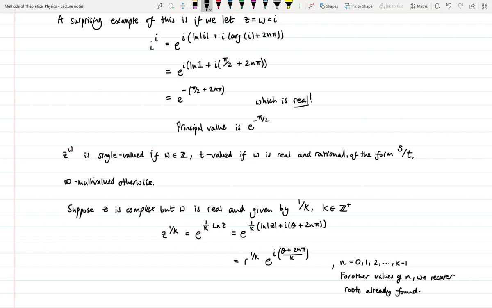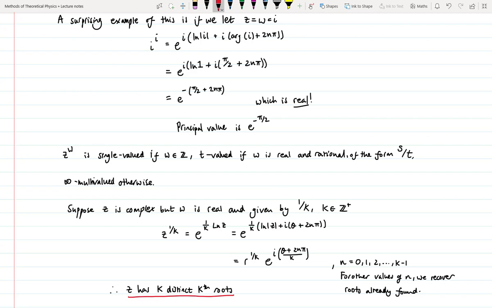In other words, the take-home message of this last point is z has k distinct kth roots. And that's very important to bear in mind when dealing with complex numbers. And we're going to explore this point more in the next video for the case of k equals 2, looking at the square root.